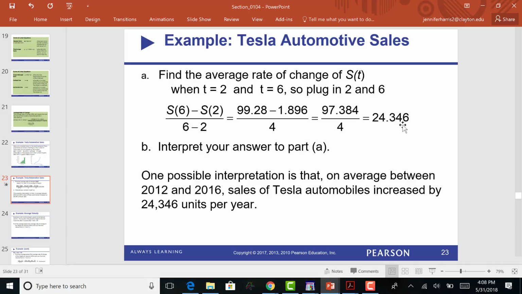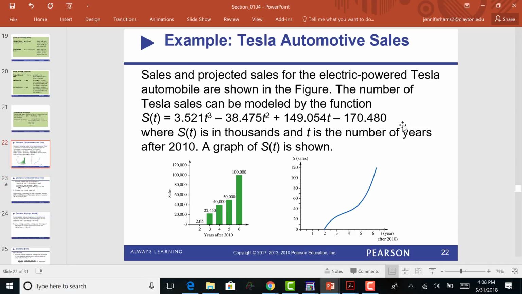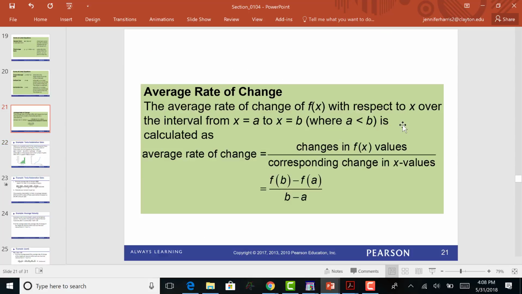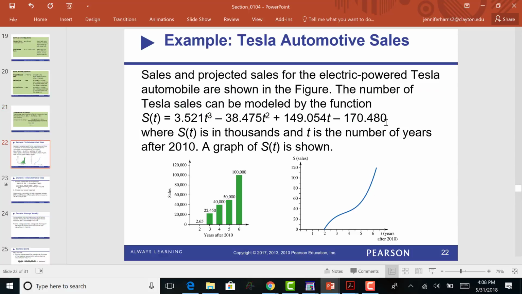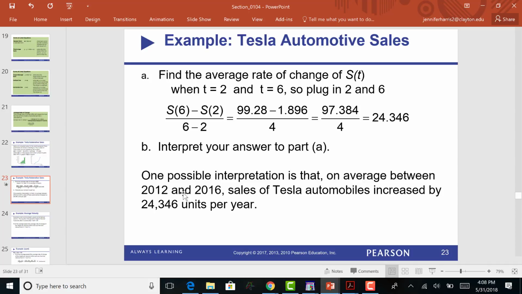24.346. And is this just 24? Is this just 24 sales? No, this is in the thousands. Go back and look at the previous slide. Let's see if I had it right. Somewhere in it says the thousands. Over here, notice it's referencing it in thousands. So again, paging back down, this is 24.346 thousand. Tesla's increase in sales has been 24.346 thousand per year.